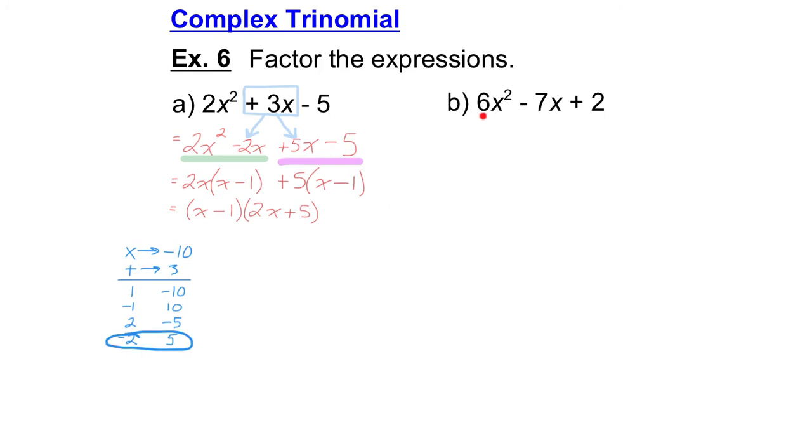Now, using the same method, I'd like you to try this one on your own. So pause the video, try to factor 6x squared minus 7x plus 2, and then come back and see how you do.